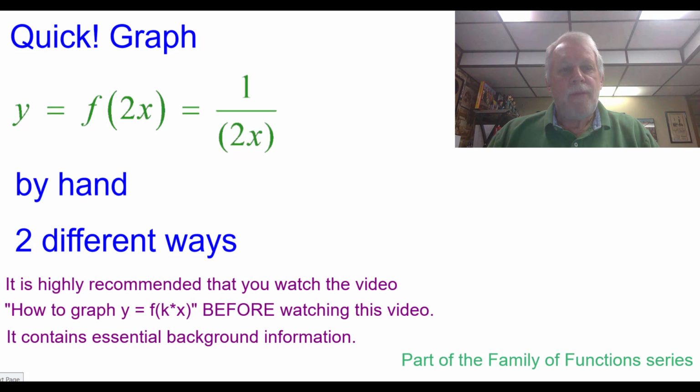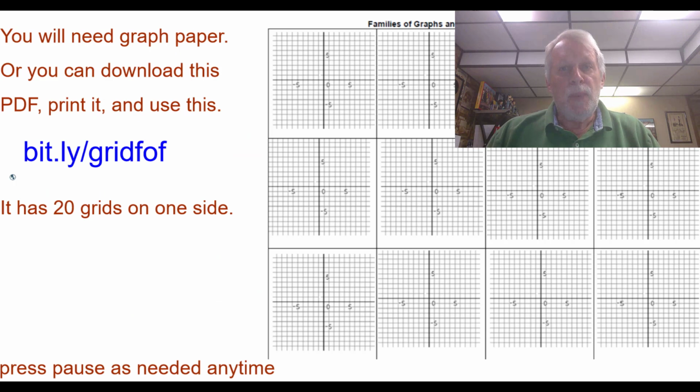Quick, graph y equals 1 over the quantity of 2x by hand 2 different ways. It is highly recommended that you watch the video How to Graph y equals f of the quantity k times x before watching this video. You will need graph paper or download this PDF and print it.